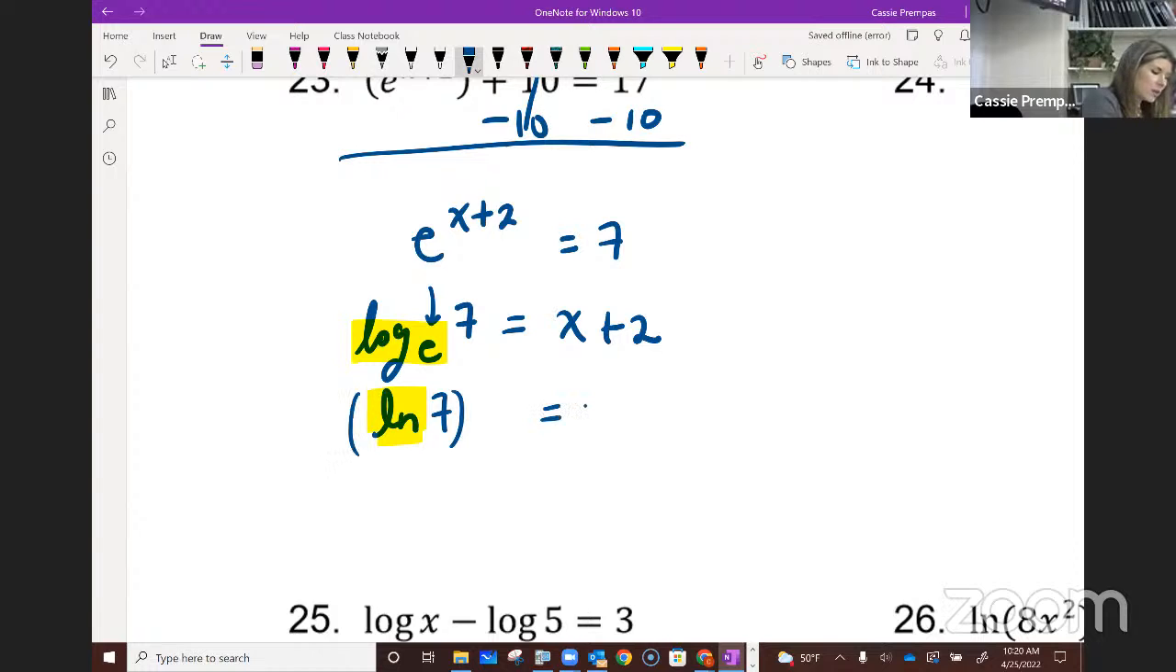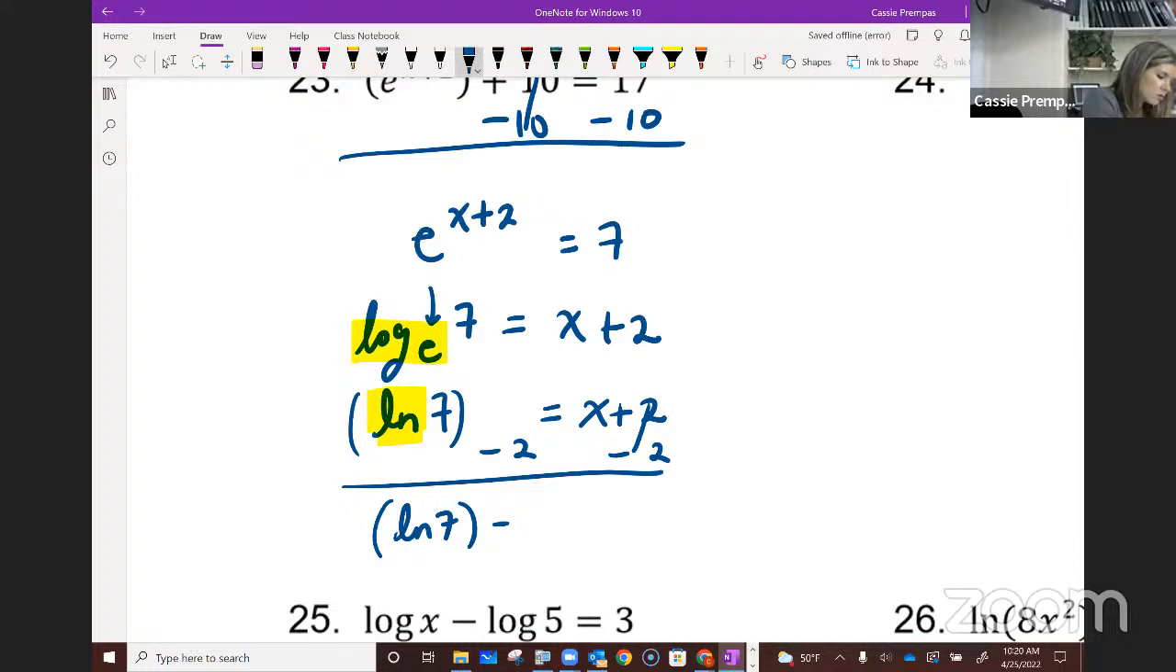Yeah. So we would have natural log of 7 equals x plus 2, and then we would subtract 2 from all sides. And that would give me natural log of 7 minus 2 is equal to x.